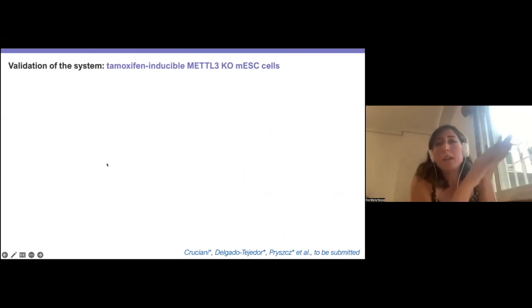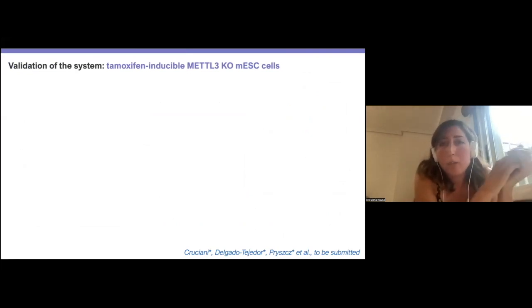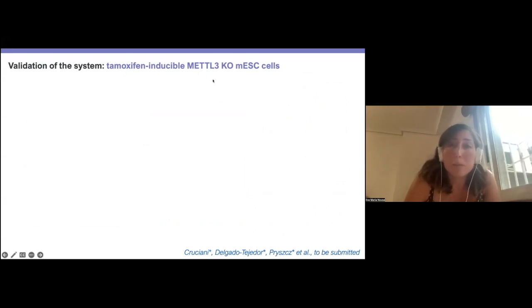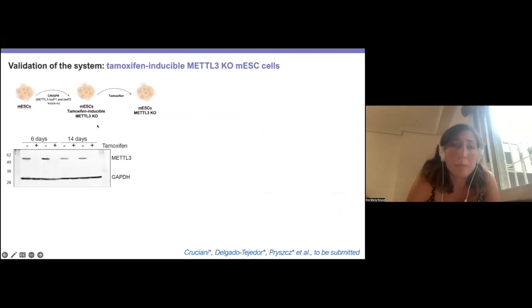So we said, okay, maybe let's see if we can get better or cleaner results with our own data, because this was actually using publicly available data, not even our own data. So we decided to build a tamoxifen-inducible mouse CSC cell system. Here, the idea is that we put some LOXP sites, and then afterwards we induce tamoxifen, which will remove the methyl-3. And here you can see how the methyl-3 protein is actually gone already at 6 days, but even more at 14 days. But basically at 6 days, the protein is already completely gone.